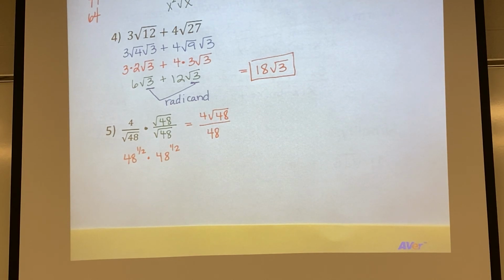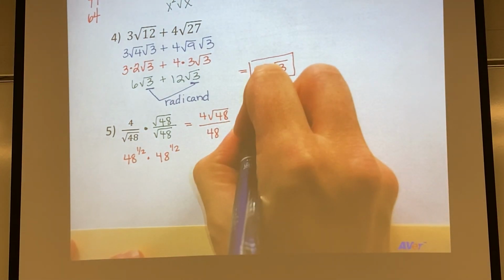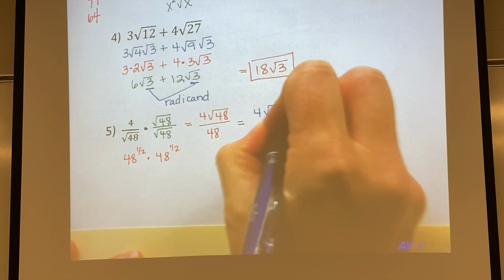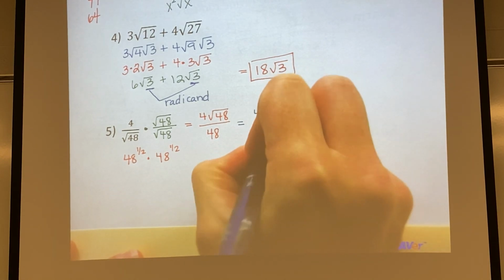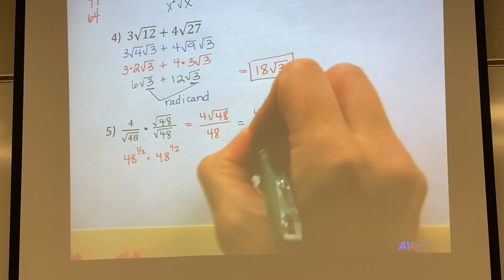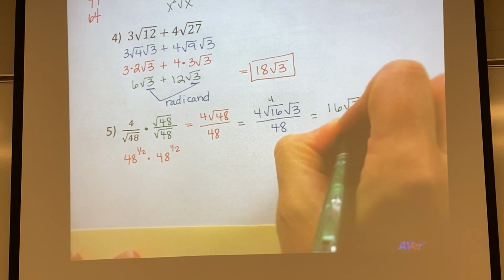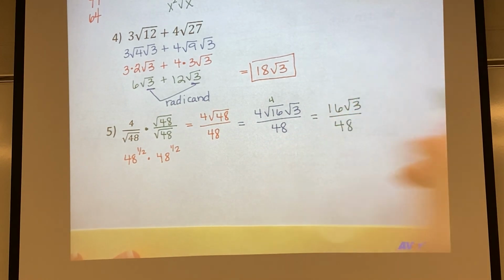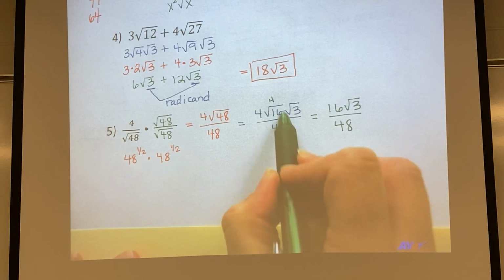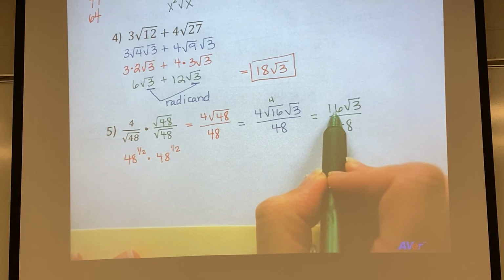We have that square root of 48, which can be simplified. It has a perfect square that goes into it. The perfect square that goes into 48 is 16, and it goes in there 3 times. So the square root of 16 is 4, which we then have to multiply times this 4 that's already on the outside. So we get 16 radical 3 over 48. The 16 came from taking the square root of 16, which is 4, times the 4 that was already there. So 4 times 4 gives us this 16.